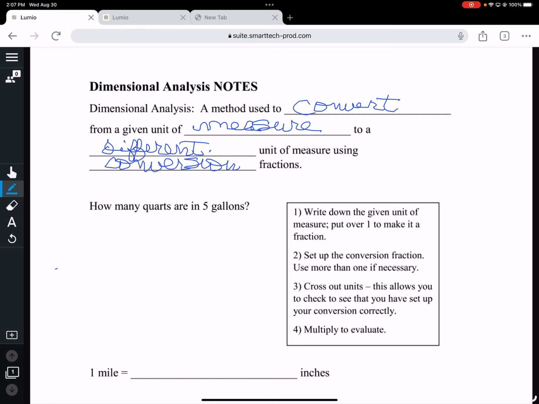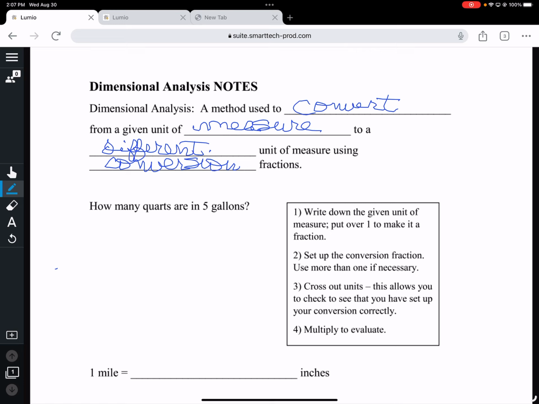So in this box, it's telling us what to do. First, it says how many quarts are in 5 gallons? So what I'm asking, what are we looking for? Quarts or gallons? Quarts. We're looking for quarts. We are given, which one? 5 gallons. So this is how we'll do each of the problems.